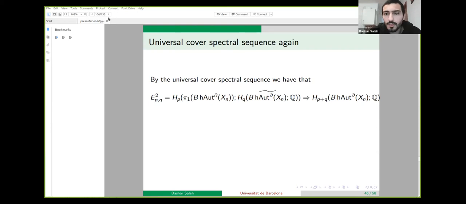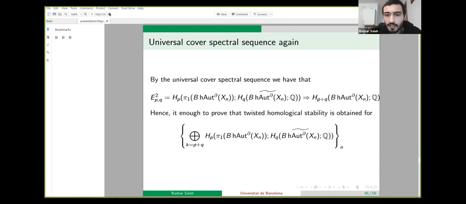So again, we use the universal cover spectral sequence. So we have something like this. And now let us analyze, and we want to prove twisted homological stability. Proving twisted homological stability for this spectral sequence will give us homological stability for this thing.